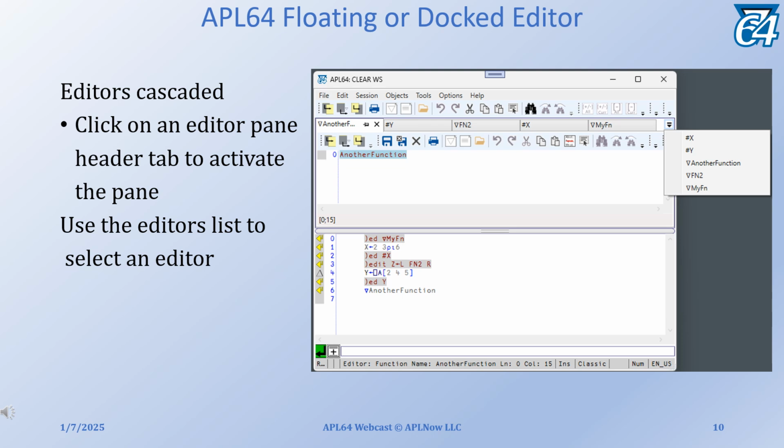Click on an Editor Pane header tab to activate that editor. The number of visible Editor Pane header tabs depends on the user-selected size of the main window. Use the editors list in the upper right corner of the editor's area of the main window to select a docked editor.